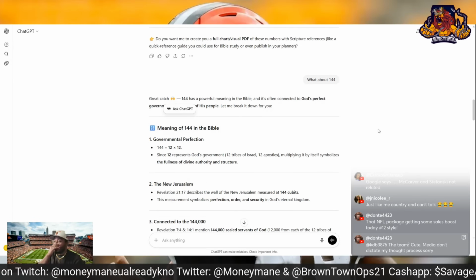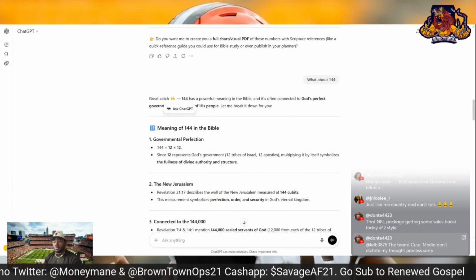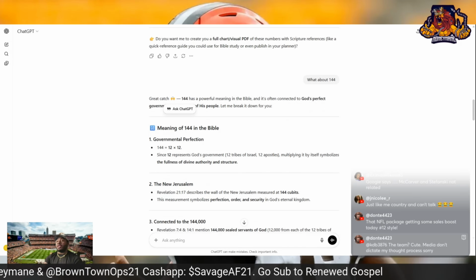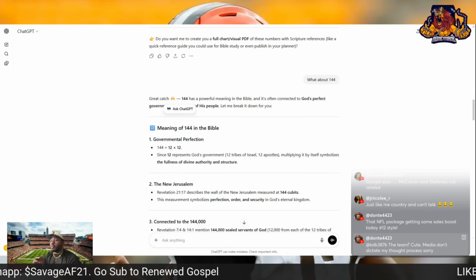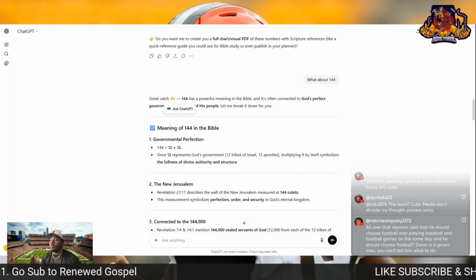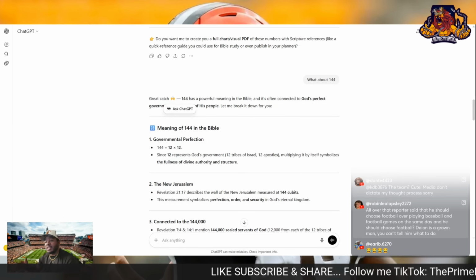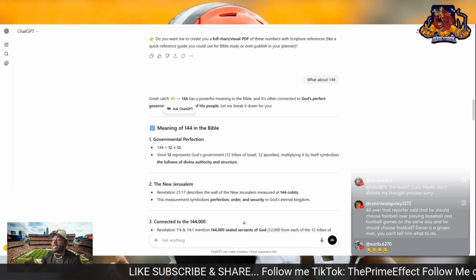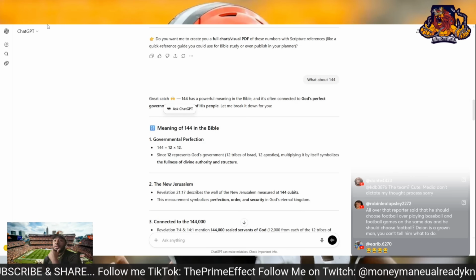The meaning of 144 in the Bible: governmental perfection. 144 equals 12 times 12. Since 12 represents God's government, 12 tribes of Israel, 12 apostles, multiplying it by itself symbolizes the fullness of divine authority and structure.